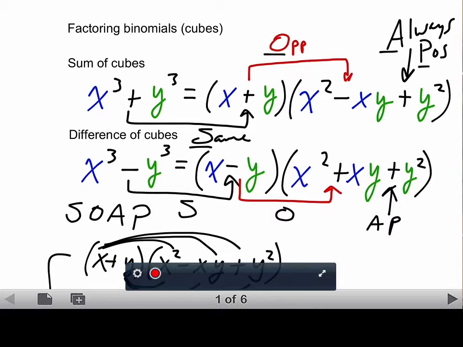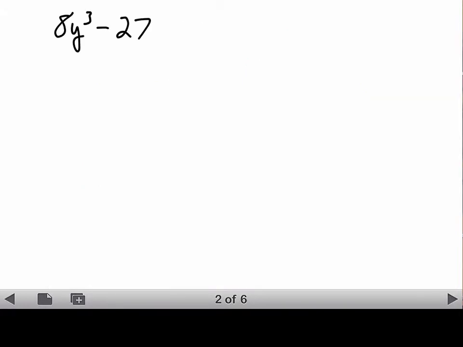Let's get started with our first example. We have here 8y cubed minus 27. And I notice that 8 is a perfect cube, 27 is a perfect cube, and of course y cubed is. And so here we have a difference of cubes. A lot of times it's useful to write this in a format that makes very obvious that this is a difference of cubes. And so I'm going to use some parentheses here and color code as I did in the previous screen. And here we have a difference.